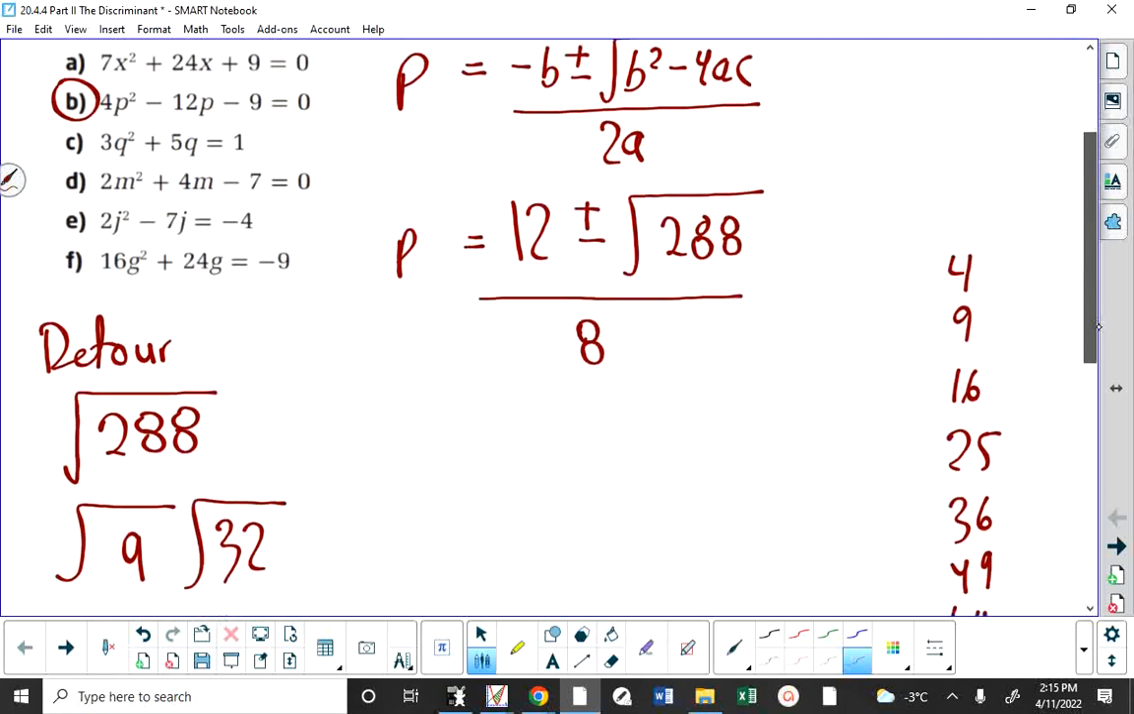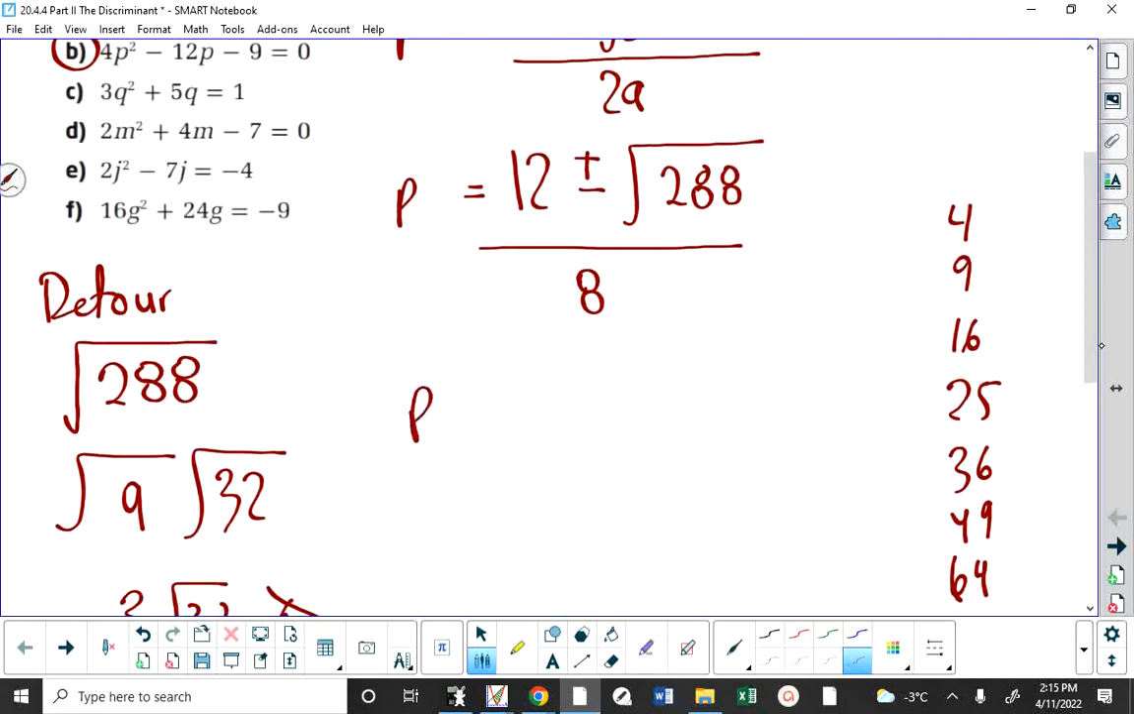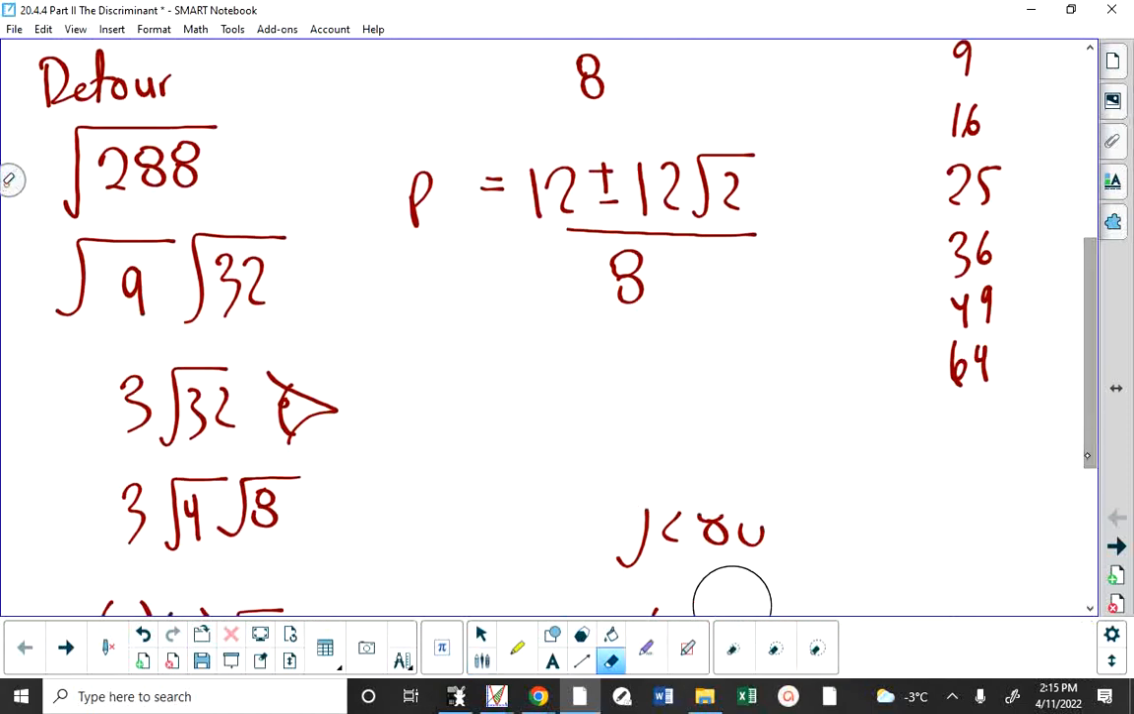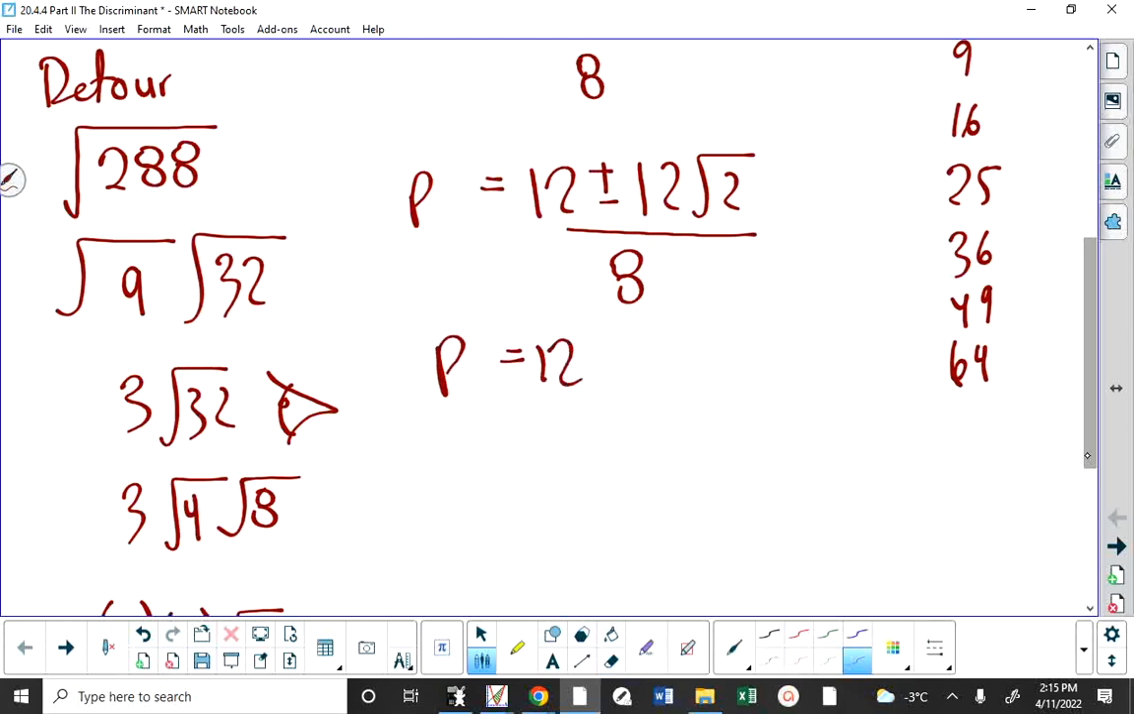Anyway, what do we have now? We have p equals 12 plus or minus 12 root 2 over 8. I can factor that 12 out of the numerator and have left 1 plus or minus root 2, and this is over 8.